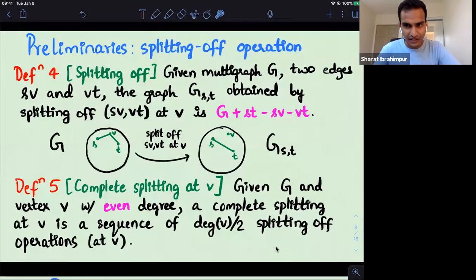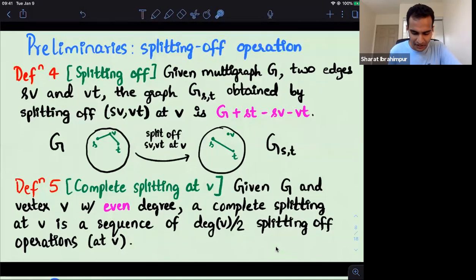Because we'll be using some technical tools, let me go through a few preliminaries on the splitting off operation. So what is a splitting off operation? Let's say we have a multigraph G and we have 2 edges, sv and vt, that share an endpoint v. The graph G_{s,t}, which is obtained by splitting off this edge pair sv, vt at v, is simply this graph. You include the edge st and you delete the edges sv and vt. So pictorially, what's happening is we just shortcut from s to t, and we delete these two edges.